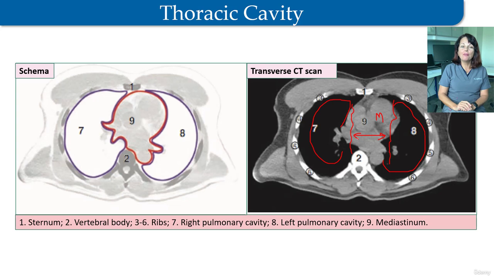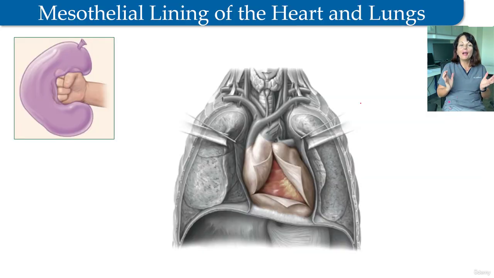Mediastinum extends vertically from the superior thoracic aperture to the diaphragm, and anteroposteriorly from the sternum to the thoracic vertebral bodies. Each pulmonary cavity, right and left, is lined by a pleural membrane that also reflects onto and covers the external surface of the lungs, occupying the cavities.